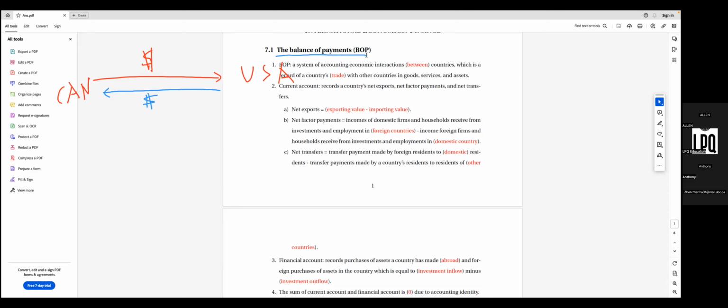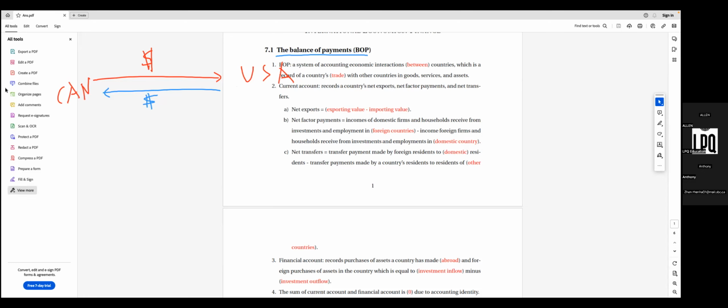So what is a BOP? We build something called a BOP system to record these money flows. Very important. We need to count how much money has left Canada and how much money has flowed into Canada. This recording system is called a BOP.